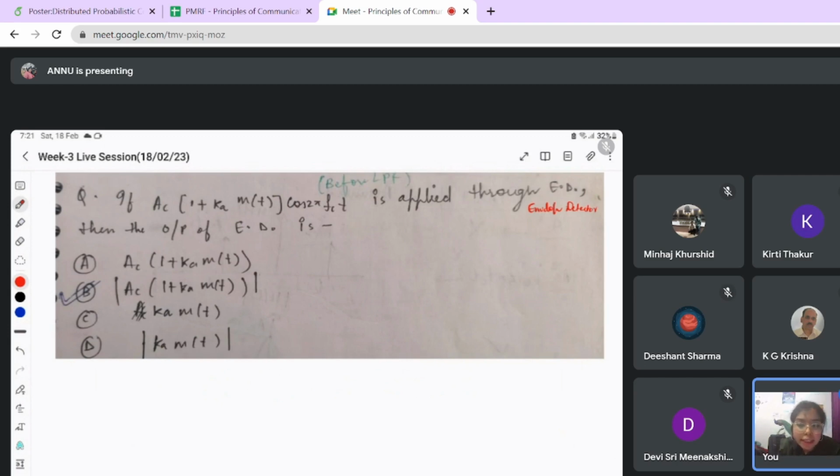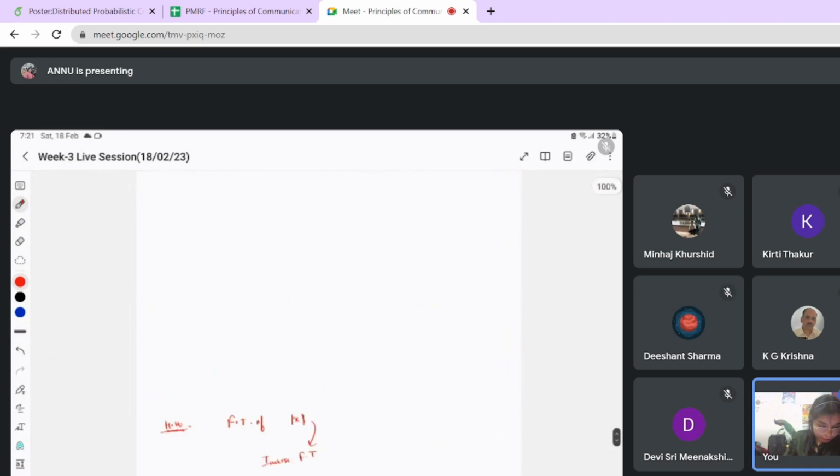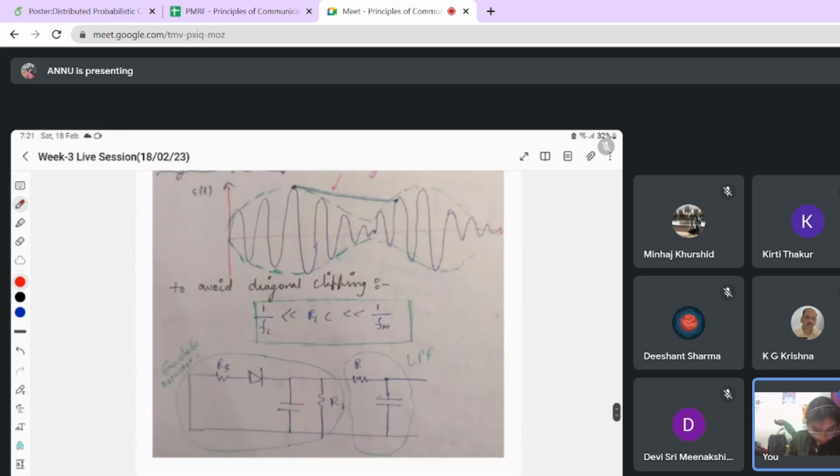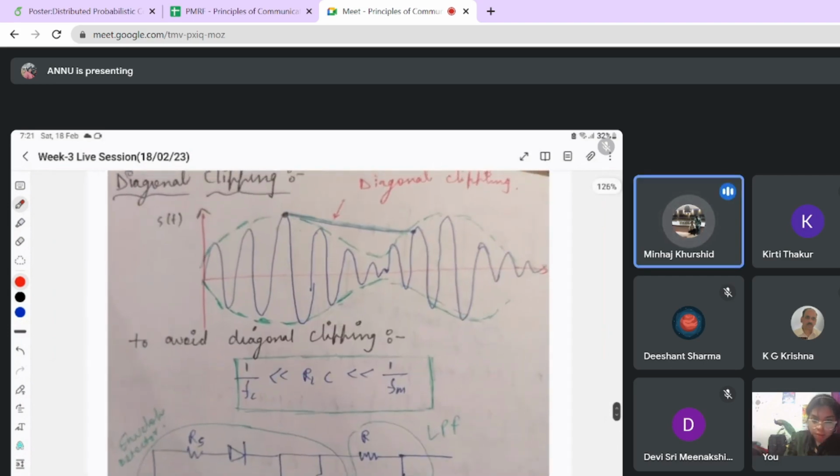You all have studied the envelope detector by Aditya sir, I guess. So let me know. These were the options, and this is the mistake question which I did. The answer is A_C(1 + k_a m(t)) modulus of that. Why is it that? Because the envelope detector is tracking the positive peak.